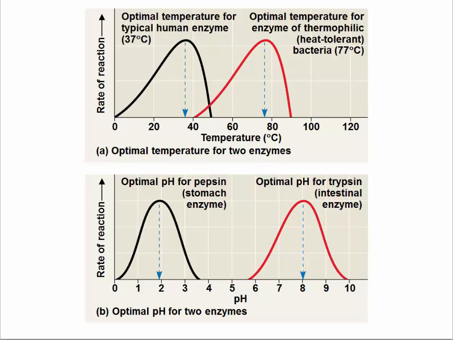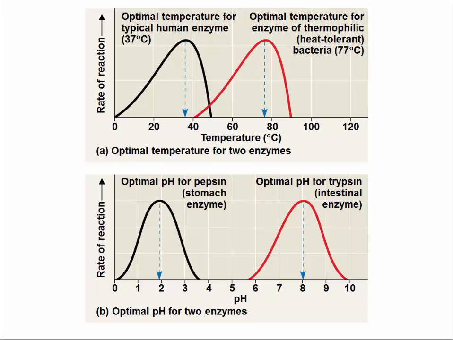The top graph shows the optimal temperature for a typical human enzyme, 37 degrees. The red line actually shows you the optimal temperature for an enzyme of a thermophile, which is not 37 degrees, but actually 40 degrees above that, so it's 77 degrees. So it's a pretty hot place, but that's the optimal temperature for that extremophile.